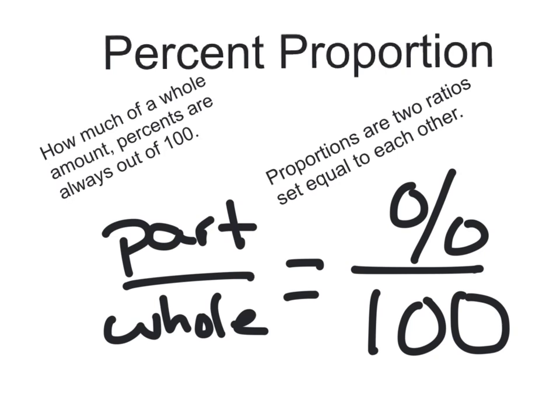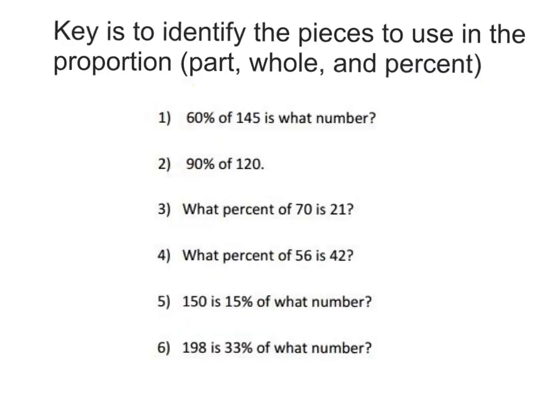What we're going to be doing in this unit is using this formula to identify the pieces in a question, and substitute those pieces into our problem, so that if we were missing the part, the whole, or the percent, we would be able to find any of these missing pieces using this formula. So the most important thing, the key, is to identify the pieces to use in our proportion. This is my part, whole, and percent. I have to be able to identify these in order to know where to put those pieces within that percent proportion, or else there's no chance I'm going to get the question right.